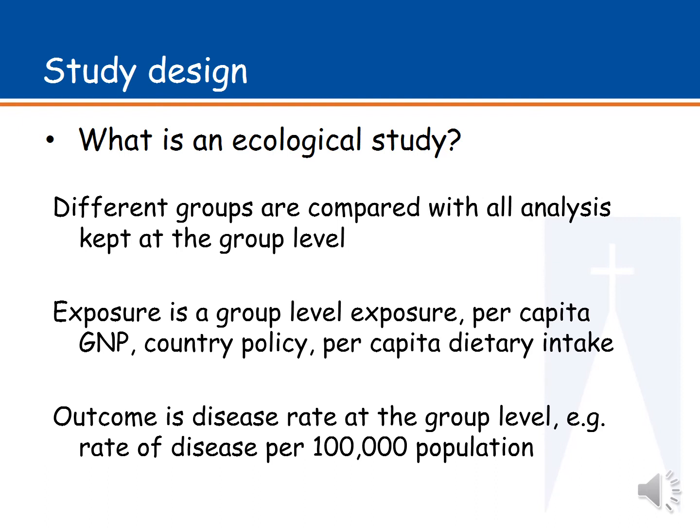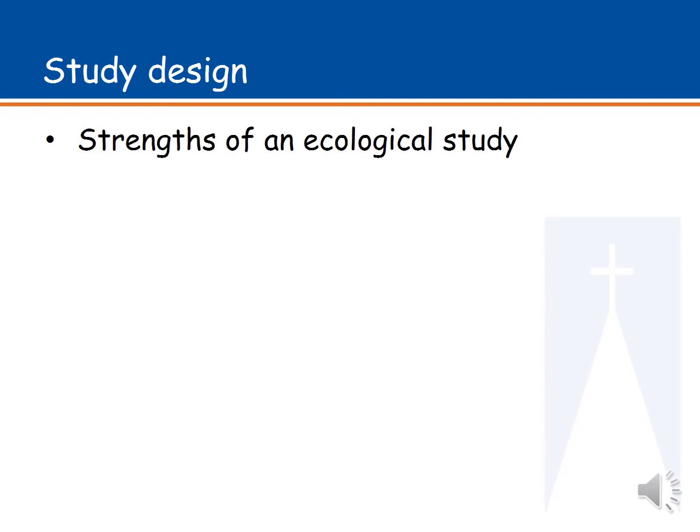So the exposure would be something that's a group level exposure, like per capita gross national product, country policy, per capita dietary intake, if you're looking at something like dietary fat intake and breast cancer, for example. And then the outcome is a disease rate that would be recorded and available at the group level. So a rate of disease per 100,000 people in the population. So this is something that's commonly reported in the case of COVID-19.